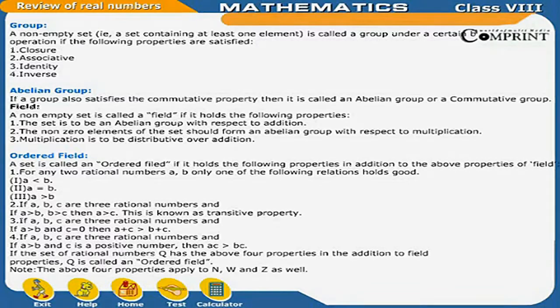3. If a, b, c are three rational numbers and if a is greater than b and c is not equal to 0, then a plus c is greater than b plus c. 4. If a, b, c are three rational numbers and if a is greater than b and c is a positive number, then ac is greater than bc. If the set of rational numbers Q has the above four properties in addition to field properties, Q is called an ordered field. Note, the other four properties apply to N, W and Z as well.